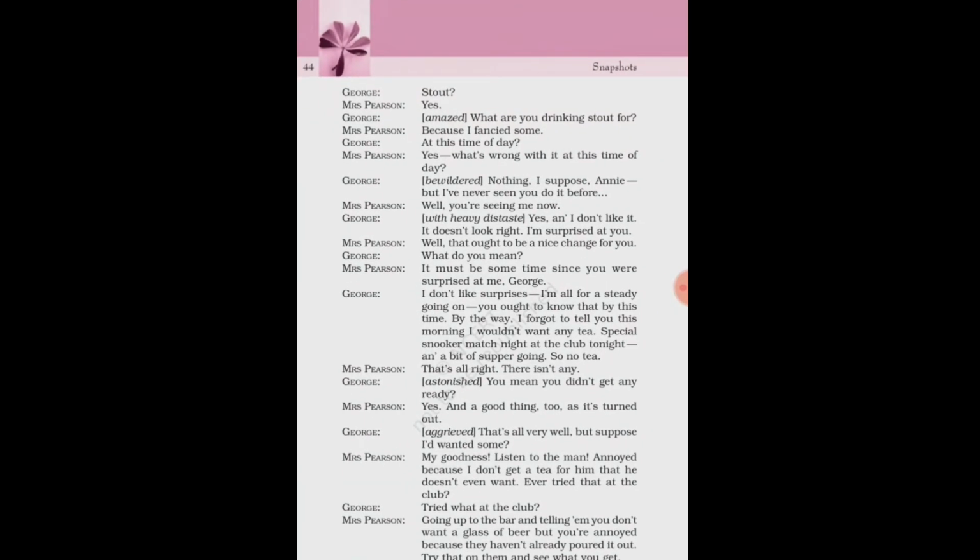George: Stout? Mrs. Person: Yes. George, amazed: What are you drinking stout for? Mrs. Person: Because I fancied some. George: At this time of the day? Mrs. Person: Yes. What's wrong with it at this time of the day? George, bewildered: Nothing, I suppose, Annie, but I have never seen you do it before. Mrs. Person: Well, you are seeing me now. George, with heavy distaste: Yes, and I don't like it. It doesn't look right. I'm surprised at you.